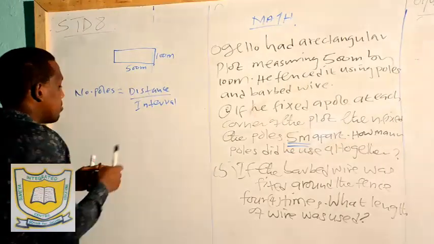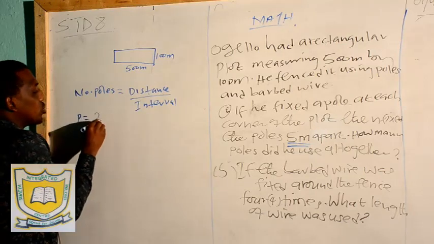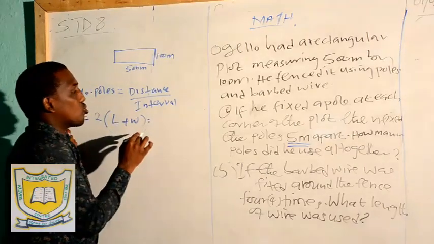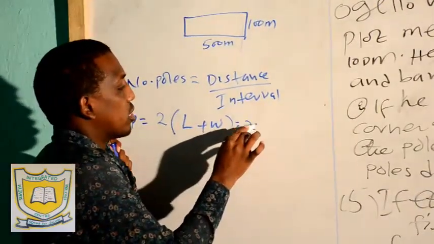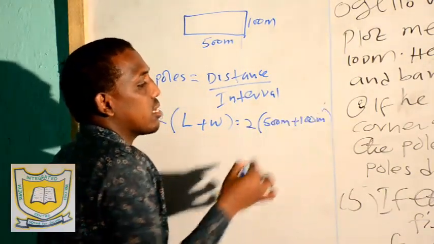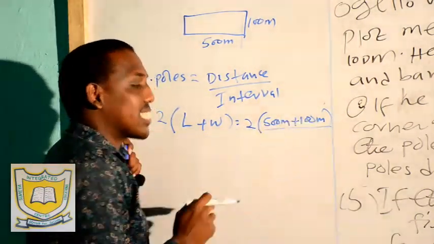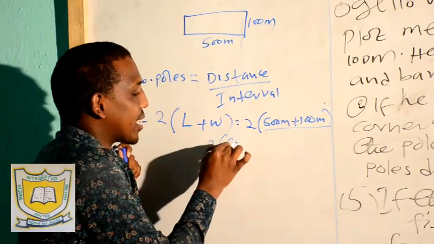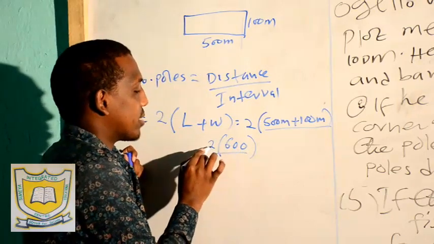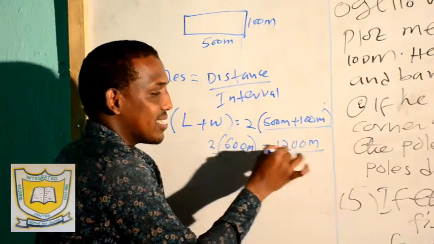So let us get the perimeter of this figure. Perimeter is equal to 2 into bracket length plus width, which is equal to 2 into bracket 500 meters plus 100 meters. We add what is inside the bracket: 500 plus 100 is 600. So 2 into 600. Multiply now: 600 times 2, you get 1200 meters. This is the perimeter.